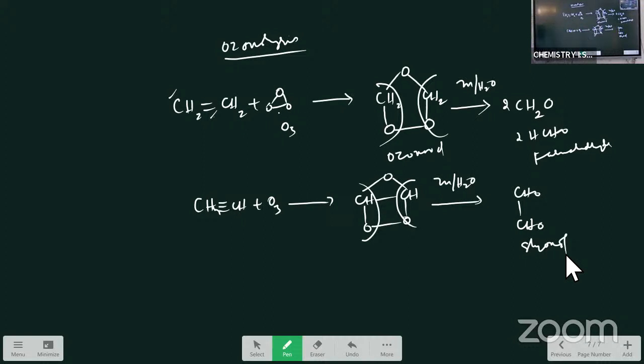Whatever it may be, the addition reaction of ozone with an unsaturated hydrocarbon is called ozonolysis. This is the first reaction, ozonolysis, an important one. Then about alkylation, which alkylation? Friedel-Crafts alkylation. This reaction I explained in the properties of benzene also.